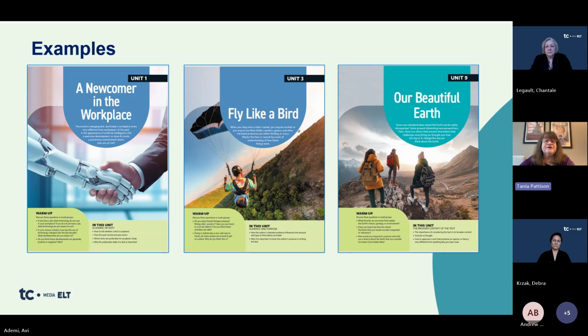Just a few examples here. Unit 1, which is the second unit in the book, talks about AI in different careers. If you are going into medicine, if you're going into education, if you're going into business, what role is artificial intelligence going to play in those careers? How is it going to affect your own career path?